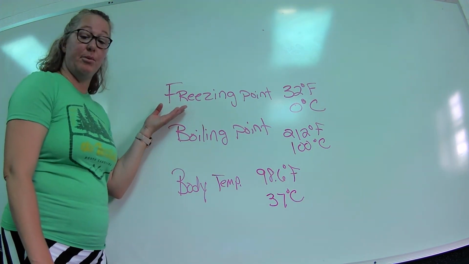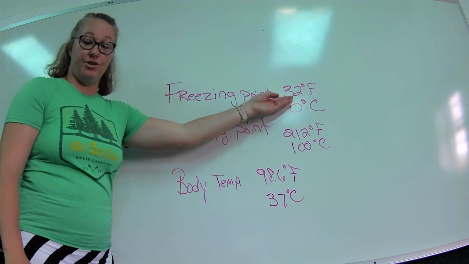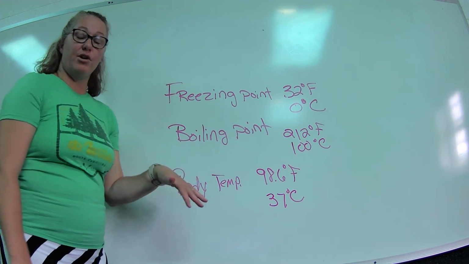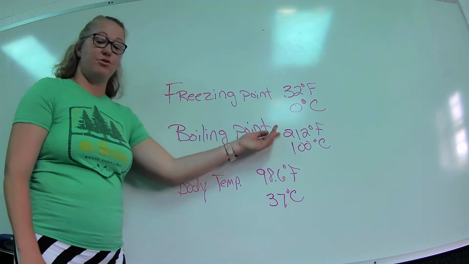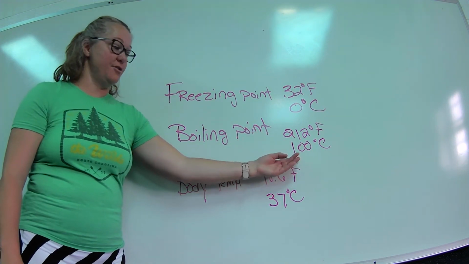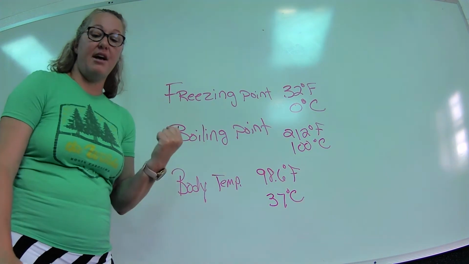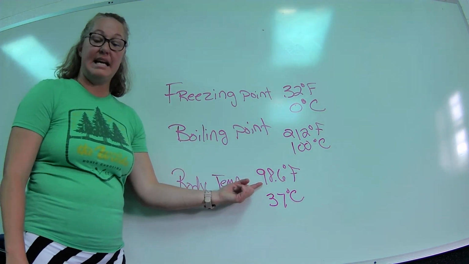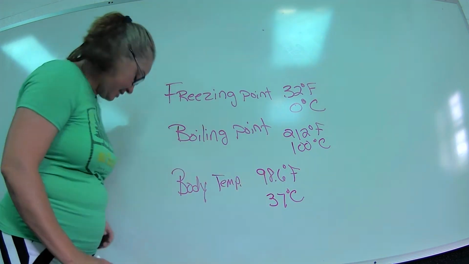You have a freezing point, so if you have water and you put it in the freezer, it'll turn to ice at 32 degrees Fahrenheit or 0 degrees Celsius. You put water on the stove to boil your macaroni and cheese. The water has to reach 212 degrees Fahrenheit or 100 degrees Celsius. When your body is acting just as it should and it's perfectly healthy, your body temperature regulates at 98.6 degrees Fahrenheit or 37 degrees Celsius.